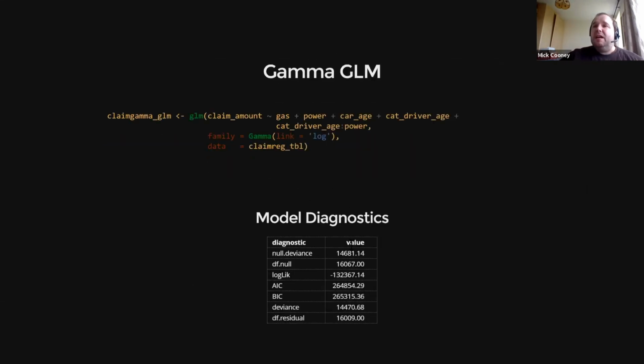Hopefully we'll do a bit better with that. So we try a gamma log on this, and there's a whole bunch of work that went into doing this, but basically this was the model I settled on. So the claim amount is a gamma distribution with the gas, power, the age of the car, and the category of the driver, and the interaction between the driver age and the power. Because one of the things I have heard in car insurance is that young people in powerful cars are a very bad combination, and they are way worse than a young person by themselves or a powerful car by itself. It's when you have that interaction of the two that things are particularly bad.